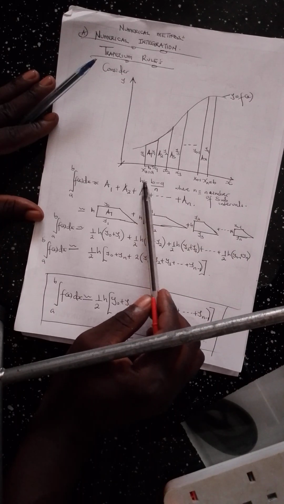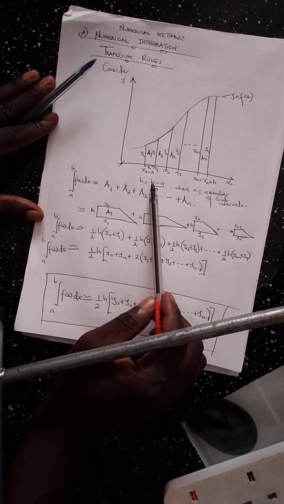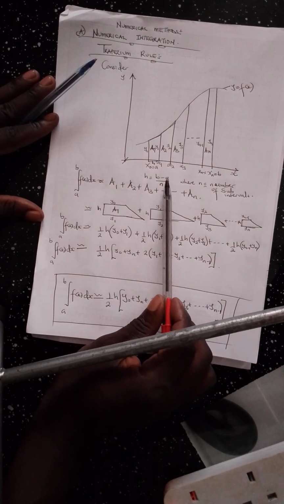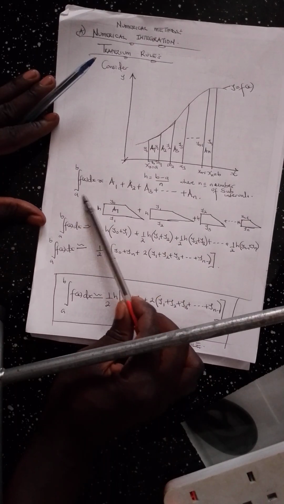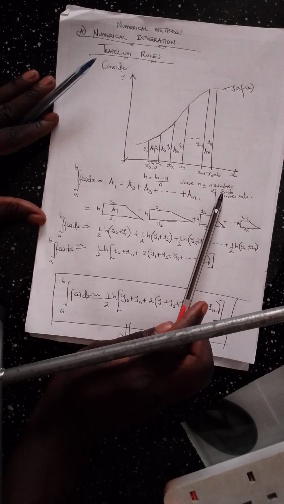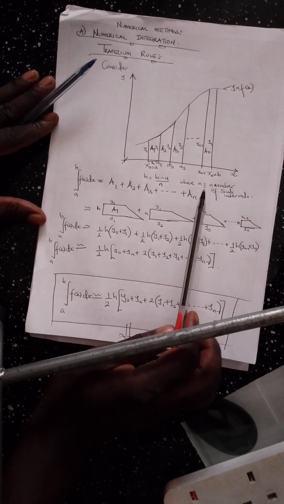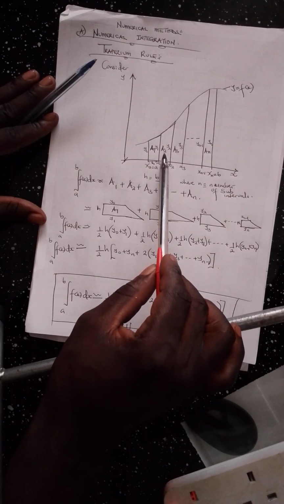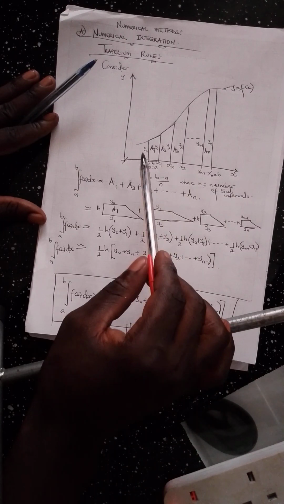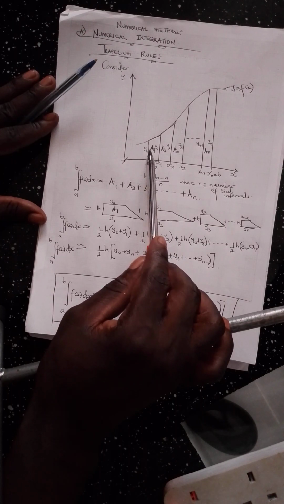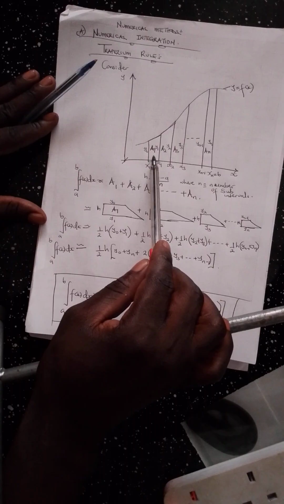So if you want to get the value of h, you say h is equal to b minus a, divided by n, where b is the upper limit of the integral provided, a is the lower limit of the integral provided, and n must be the number of sub-intervals. What do we refer to as sub-intervals? They are these spaces in between the y values. If I have 2 y values, how many spaces are between them? It is only one space, so it is one sub-interval.